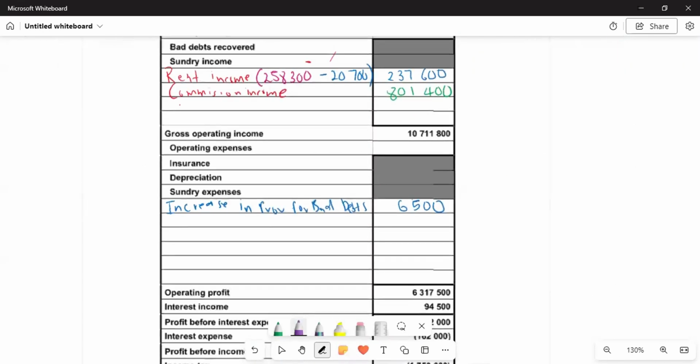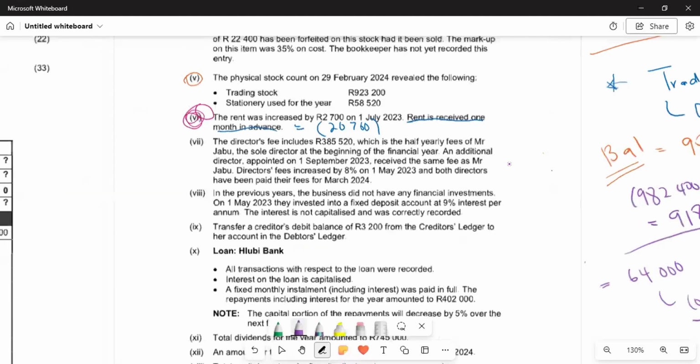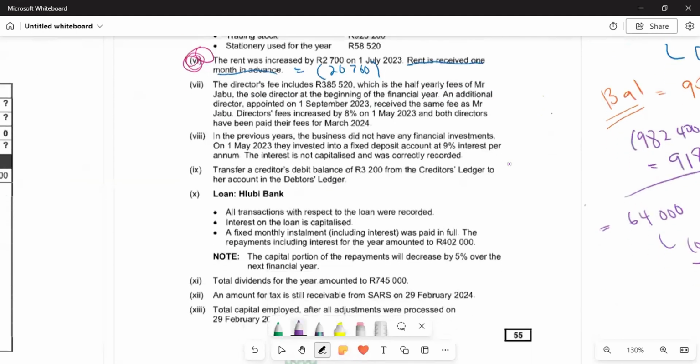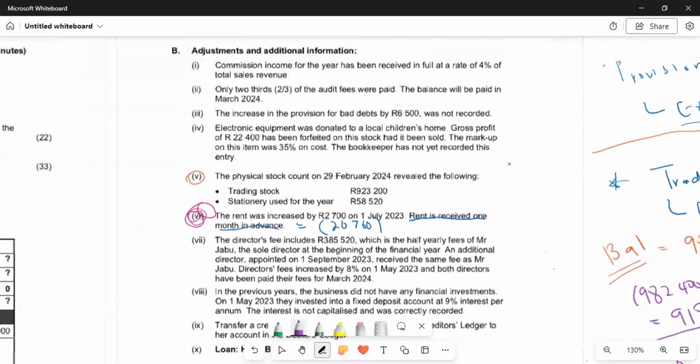So here, say trading stock surplus, which is 4,800. Now let me see if there's any other information relating to my incomes that I could recognize here. Right, based on this information, those were all the incomes.